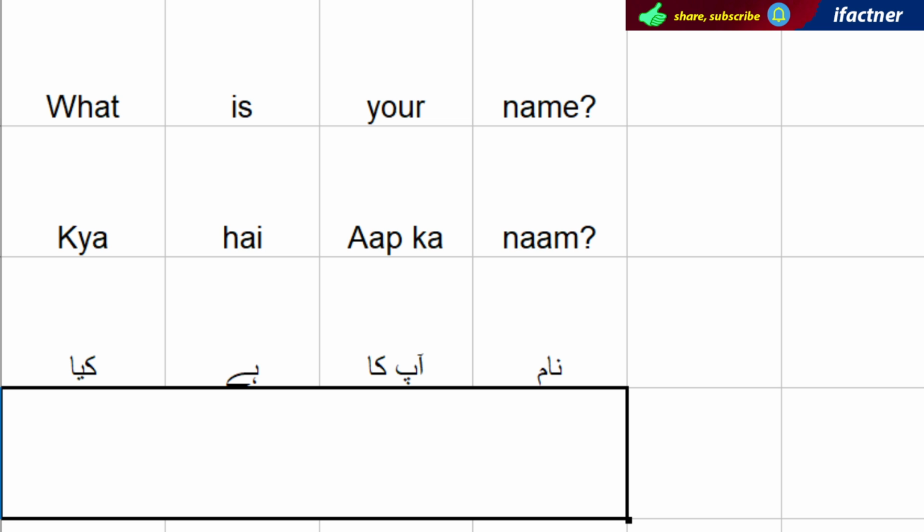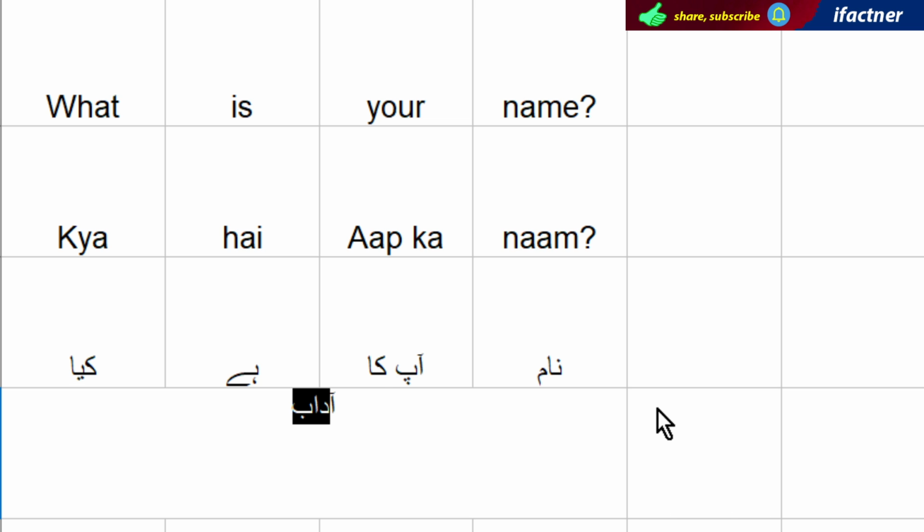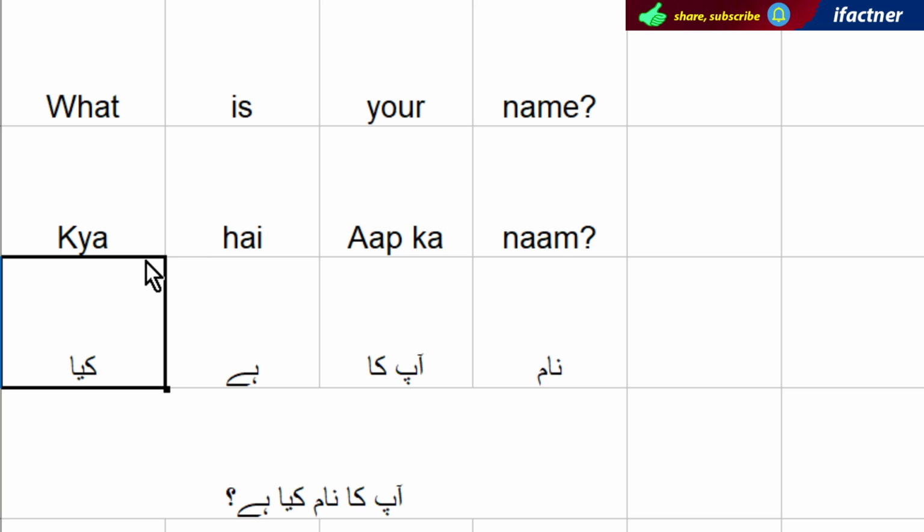So in Urdu we will ask आप, alif mad pesh sakin, aap, kaf alif ka, आपका, नाम, noon alif meem, नाम क्या, kaf ye alif, क्या, and hai is hey badiye. In the end, we put the question mark like this. So you will notice that in Urdu, we put the inverted question mark opposite to English, because in Urdu we write from right towards left.